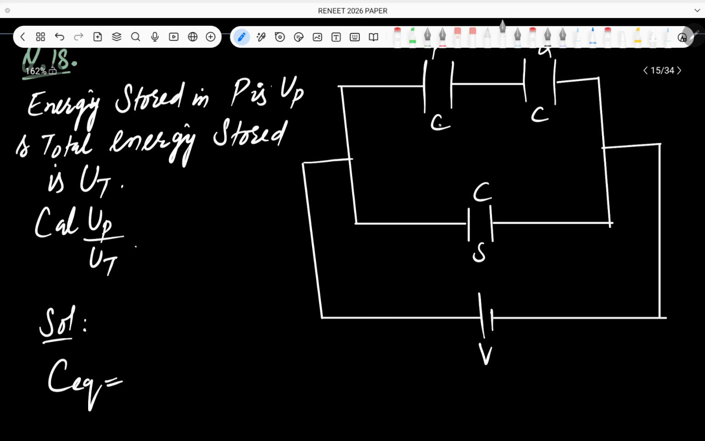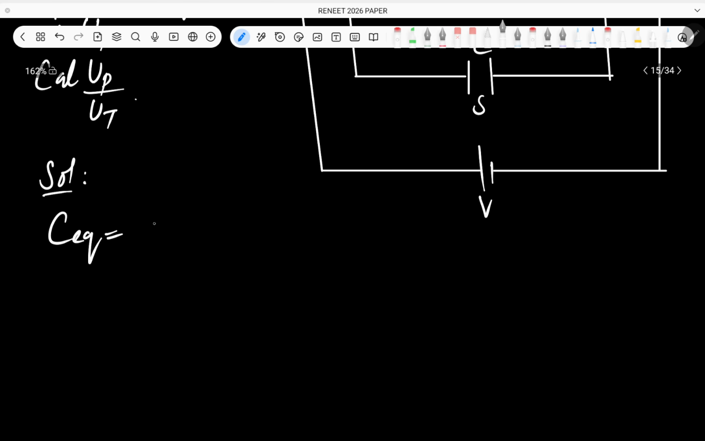That's equal to, these two capacitors are in series, so C and C in series will be C by 2, and then it will be added with this, so it will be C by 2 plus C because they are connected in parallel. So the equivalent capacitance will be 3C divided by 2. Now what about the total energy stored? That's equal to 1 by 2 CV square.